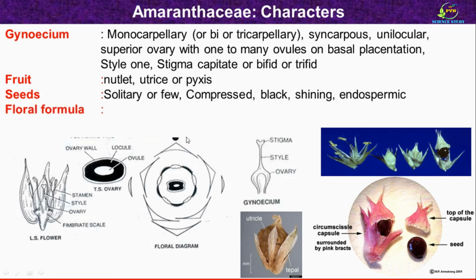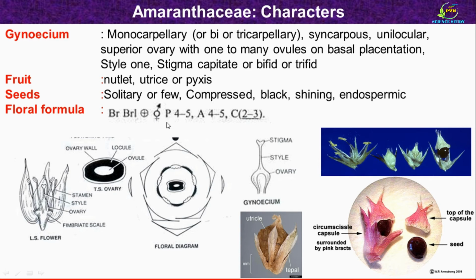Then regarding the floral formula of Amaranthaceae family, this is the floral formula. Here BR stands for bracteate because it contains the bract. Here BRL stands for bracteolate because it contains the bracteoles. Here this sign denotes that it is actinomorphic. This sign denotes that the flower is bisexual. It contains both the sex organs, that is male sex organ and female sex organ.